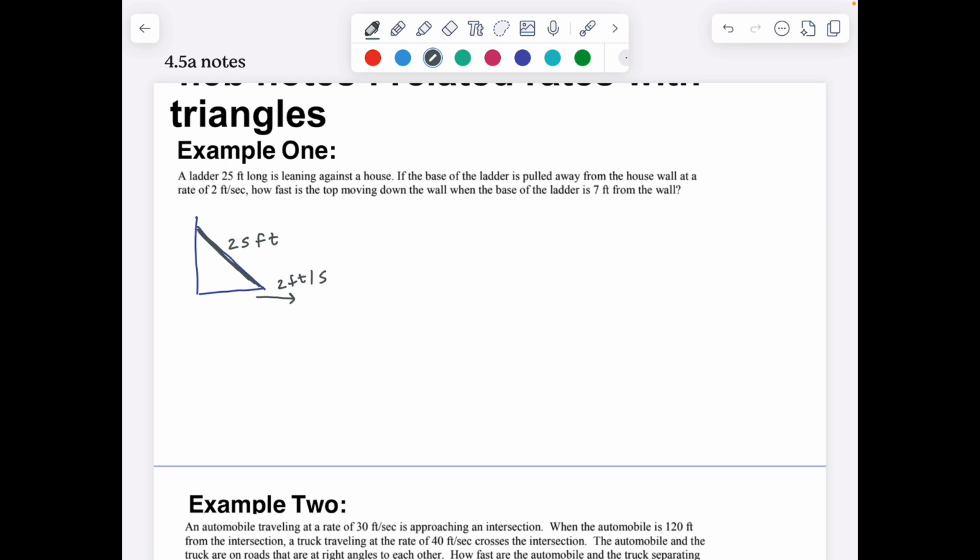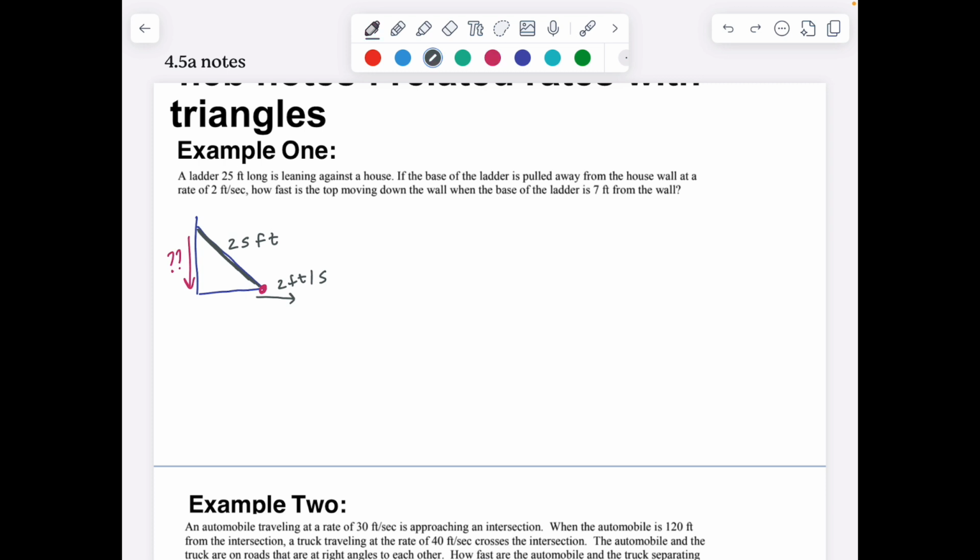And the question is, how fast is the top moving down the wall? So how fast is this piece moving down the wall? That's what we want to know. How fast is this moving down the wall when the base of the ladder is 7 feet? So when this piece is 7 feet from the corner. That's just me trying to understand the problem a little bit.